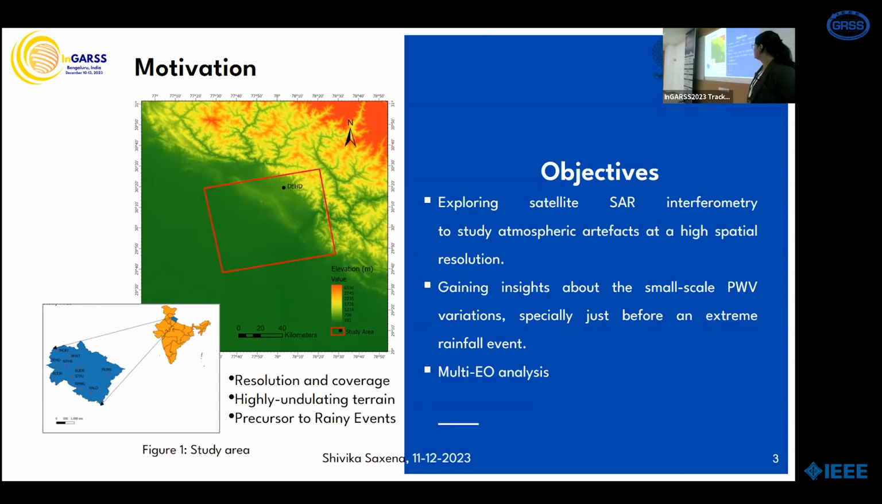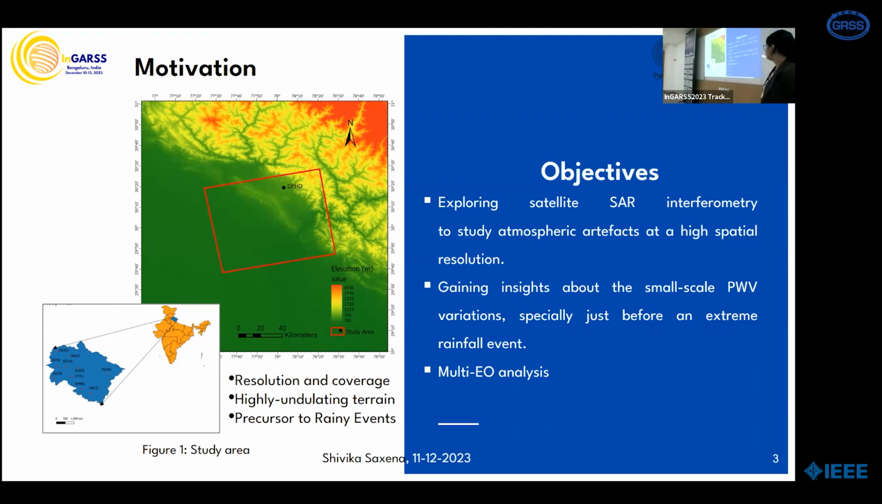Figure one shows my study area, which is a portion of, or a small InSAR window in, the state of Uttarakhand, which has a very complex topography with mixed climate patterns. That is the major reason for choosing this area. And we have a radiosonde station and a GNSS station located at Dehradun in this small window.